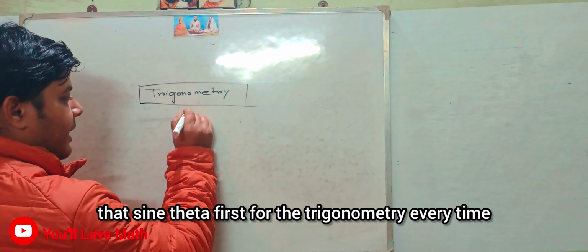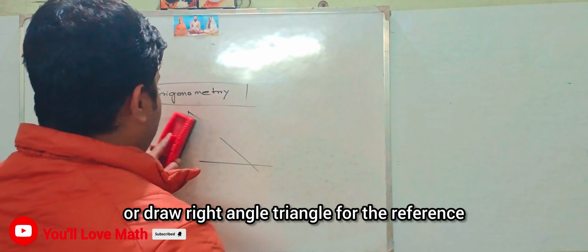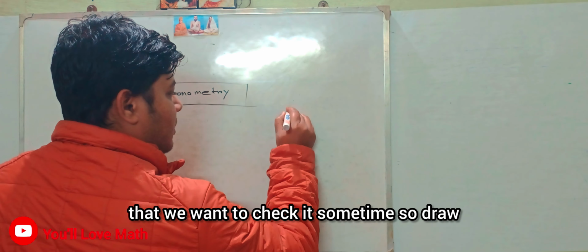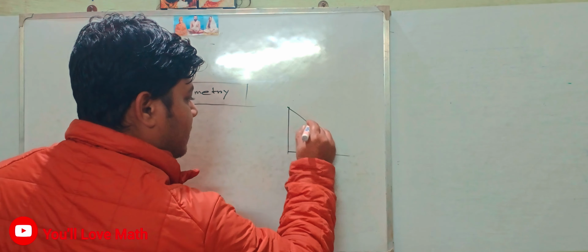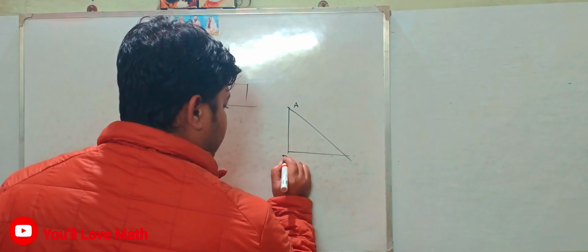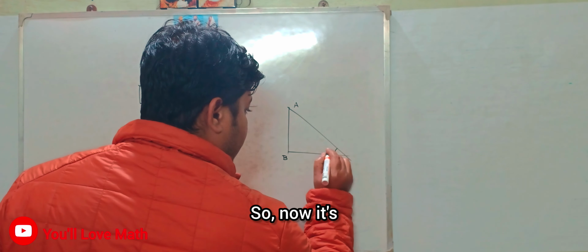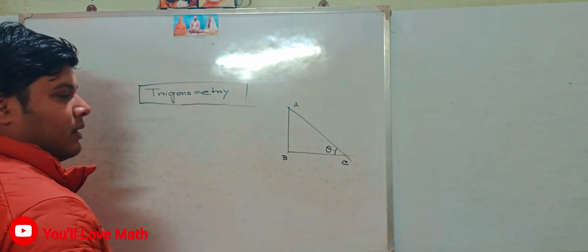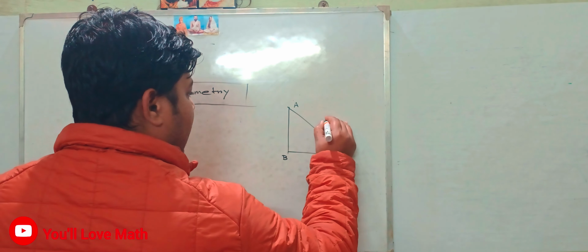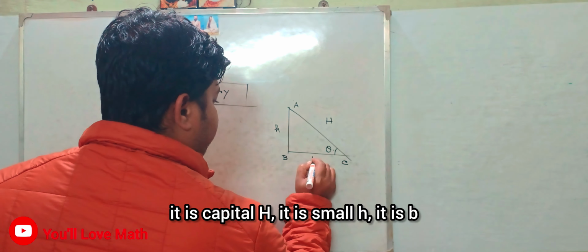For trigonometry, every time you do it, draw a right angle triangle for reference, so that we can check it sometime. So I'm drawing a right angle triangle here. It's A, it's B, it's C. Now give the angle the value theta. I have given my notation: it is capital H, it is small h, it is B.